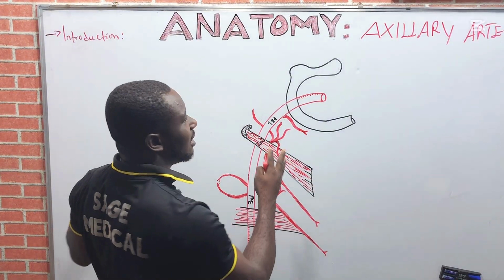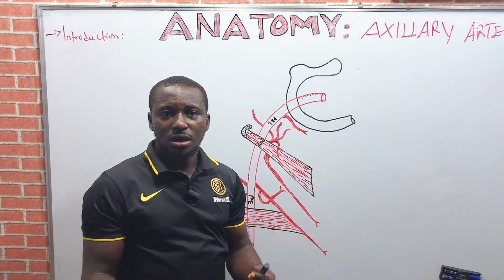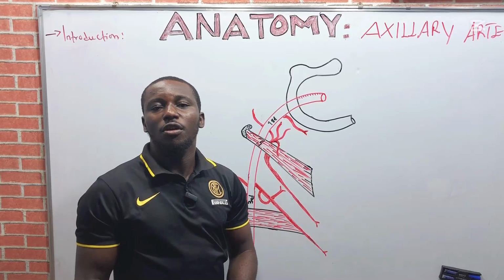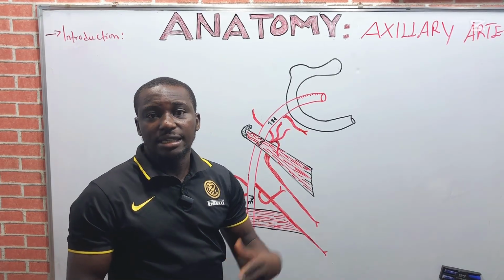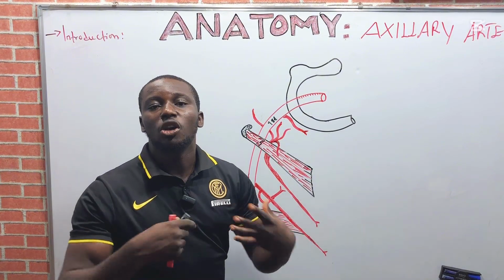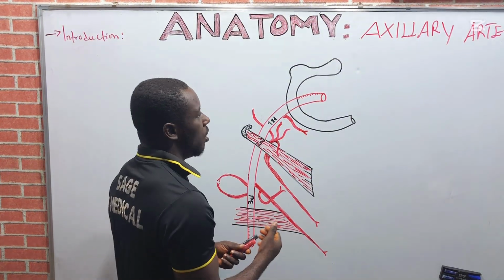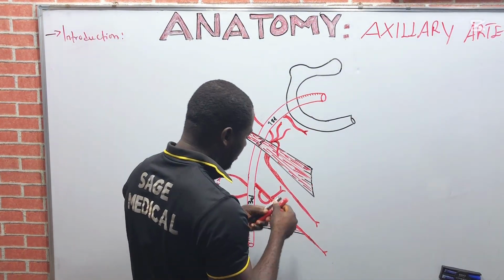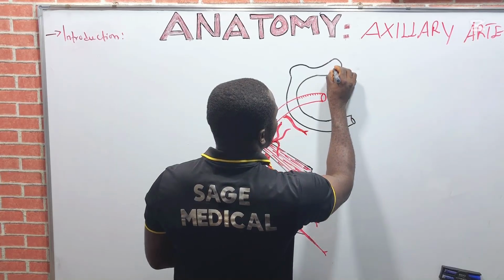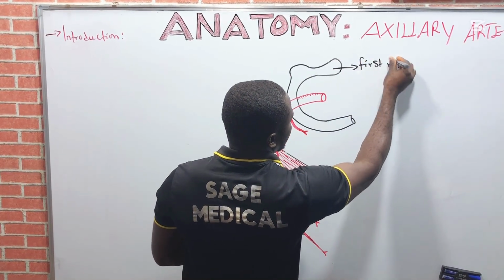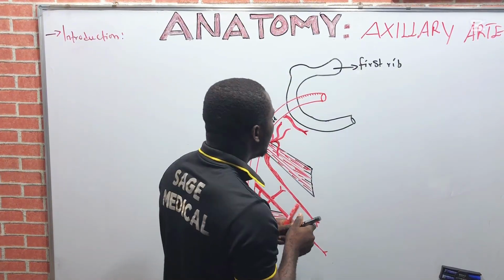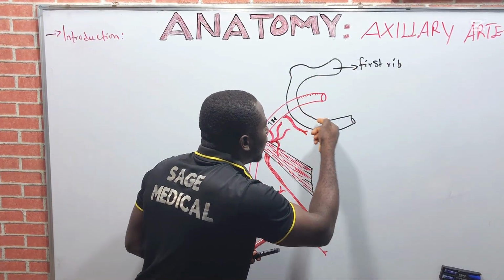So the axillary artery is the main artery of the upper limb, which arises from the outer border of the first rib as a downward continuation of the subclavian artery. Now watch, this is our first rib, right? So here is the first rib. This is the first rib, right? In here is the inner border of the first rib.